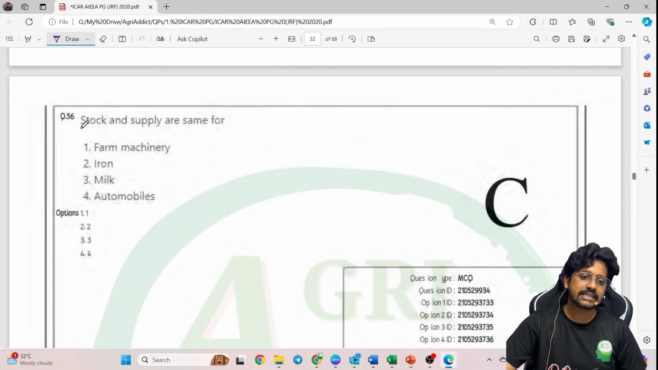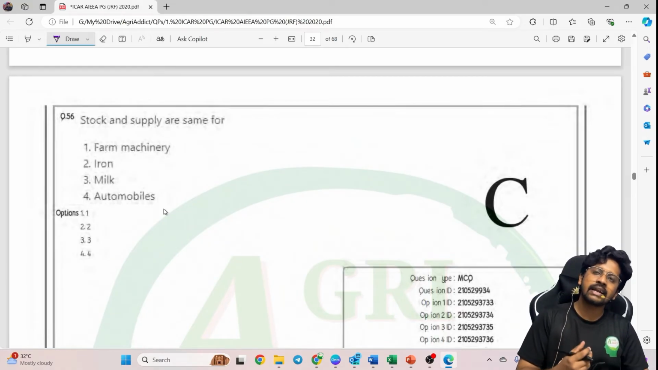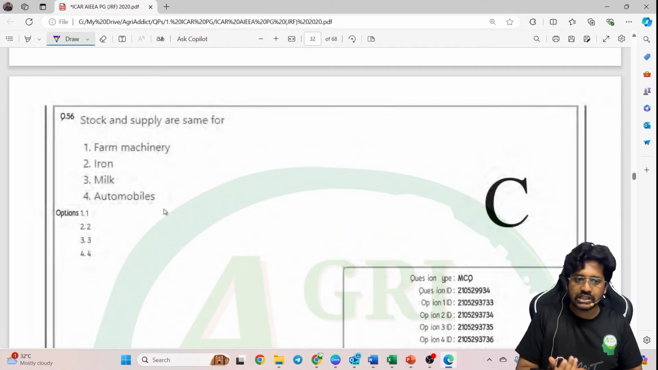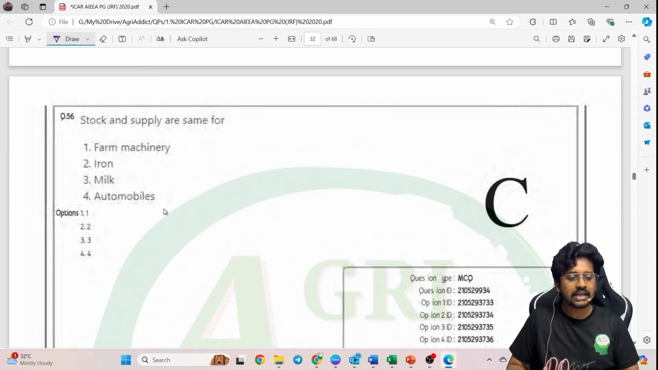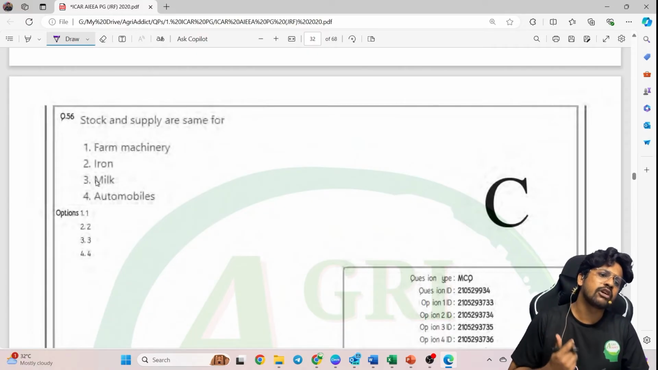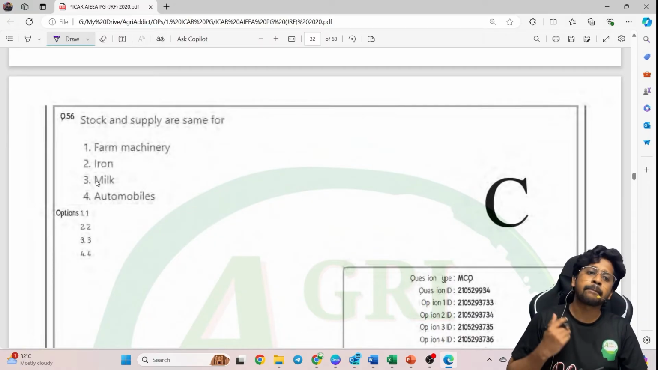Stock and supply are same for. The options are farm machinery, iron, milk and automobiles. So here farm machinery, iron and automobiles can be considered as durable goods, because even if the demand is not there in the market, they can preserve these things for the future period without any deterioration, right? But at the same time, what about the milk? Milk is actually a perishable commodity, right? And we cannot store milk more than 1 or 2 days. So therefore the stock has to be converted to supply immediately.